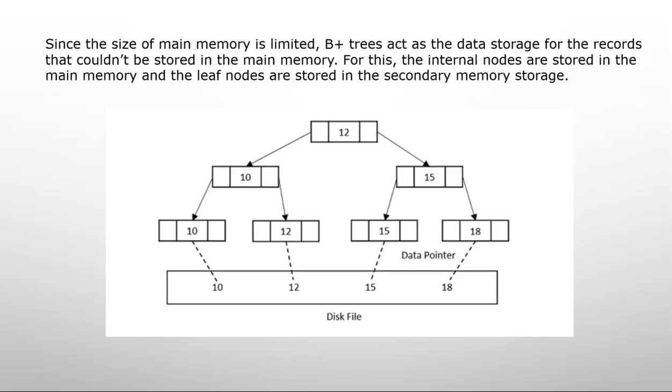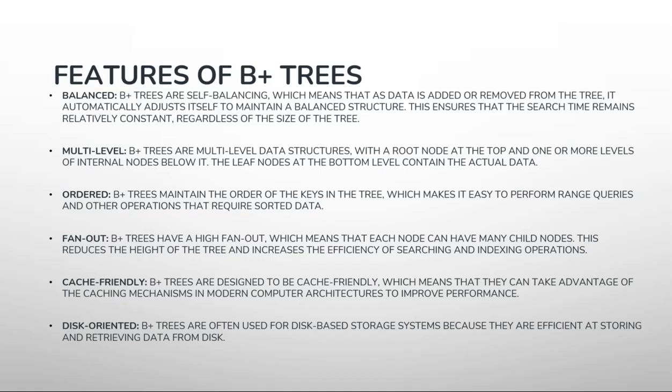Since the size of the main memory is limited, B plus trees act as a data storage for records that couldn't be stored in the main memory. For this, the internal nodes are stored in the main memory and the leaf nodes are stored in the secondary memory. This is the basic doubly linked list structure of how it works in the disk file.